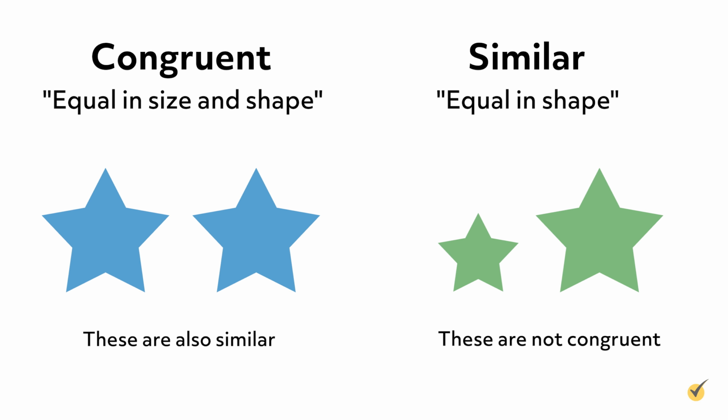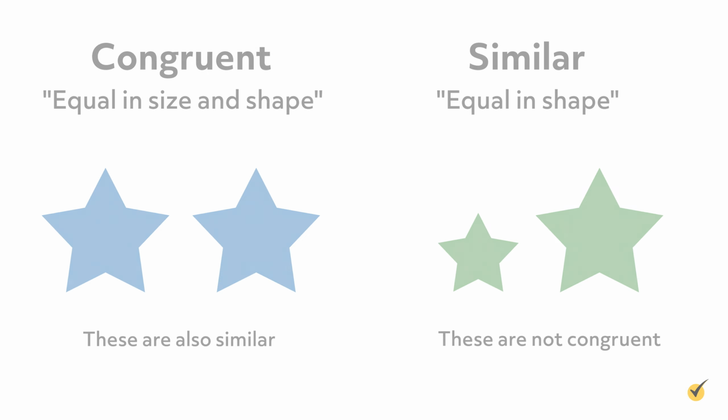One thing to keep in mind is that if two polygons are congruent, then they are also similar. That's because by definition, congruent polygons are the same shape, which is the sole requirement for polygons being similar. But not all similar polygons are congruent since they can be different sizes, which disqualifies them from being congruent.